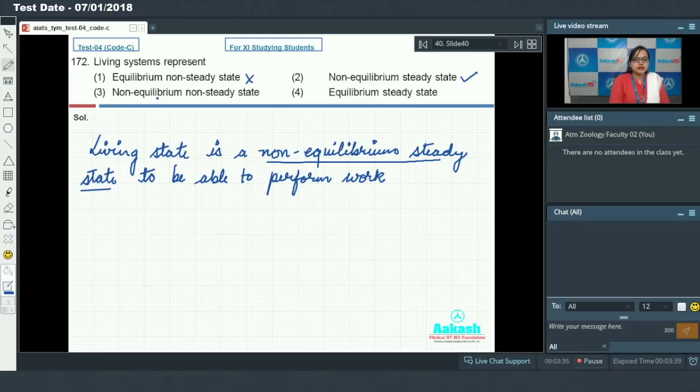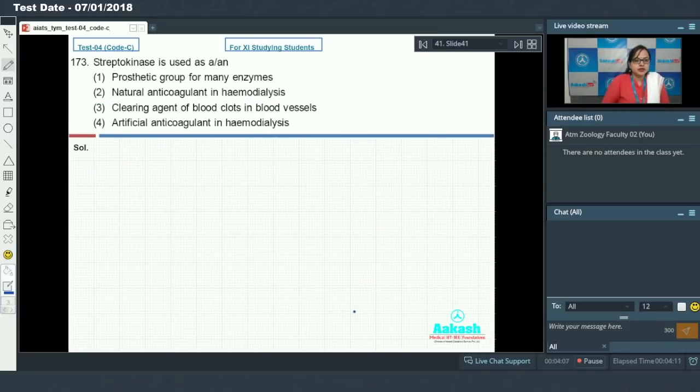Option 3, non-equilibrium non-steady state. Living system is a non-equilibrium steady state, not non-steady state. So this cannot be an answer. Option 4, equilibrium steady state. This cannot be an answer. So the correct answer for this question is living system represent non-equilibrium steady state, making option 2 the answer for our question.